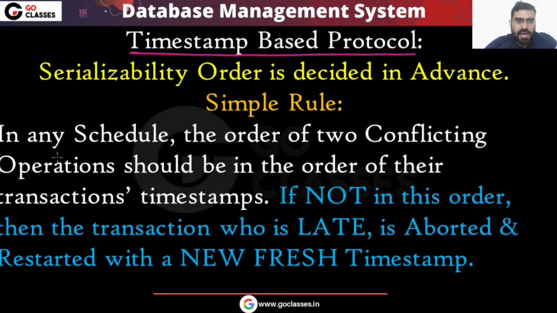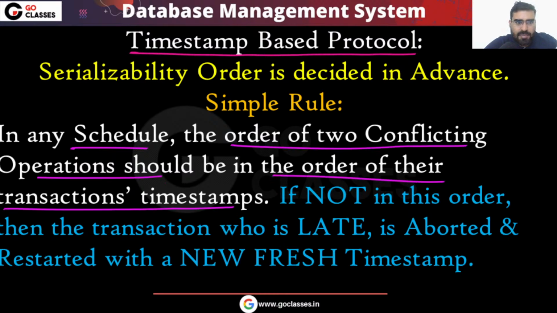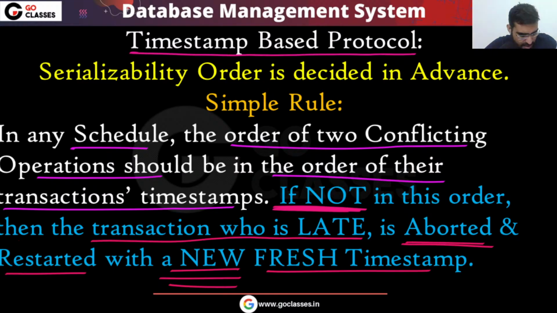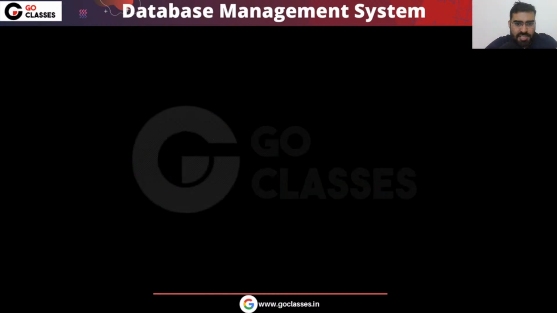So let's see this. In any schedule, the order of conflicting operations should be determined. Whatever schedule you take, the order of two conflicting operations should be in the order of their transaction timestamps. This is the first thing. If not in this order, then the transaction which is late is aborted and restarted with a new fresh timestamp. Okay, this is the complete situation.